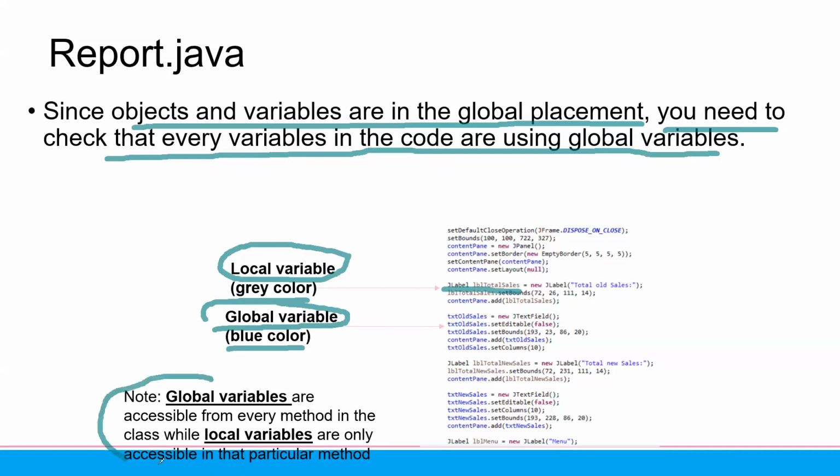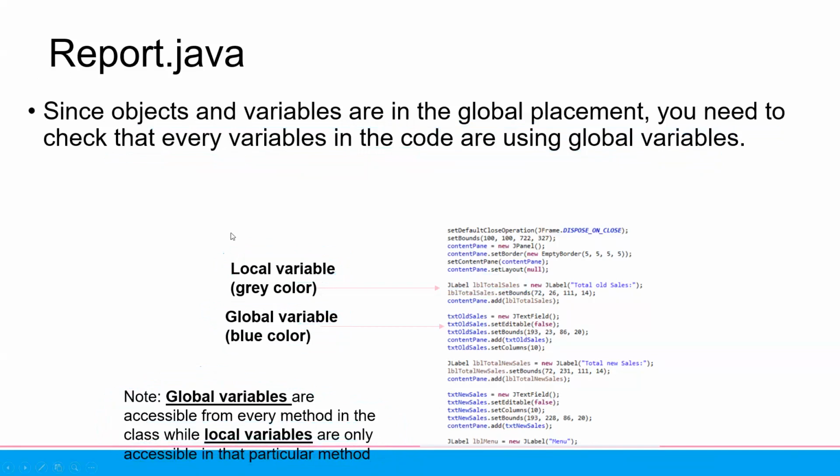If you use Eclipse, it can distinguish between local variables and global variables. So I give the explanation. The global variables or global objects are accessible from every method in the class, while local variables are only accessible in that particular method. So if I want to access this from another method, I need to use global. If it is accessible only in that method, then I can make it a local variable. If there are any errors, there will be some error message. So I will continue.